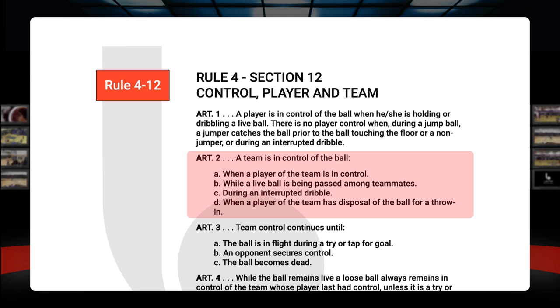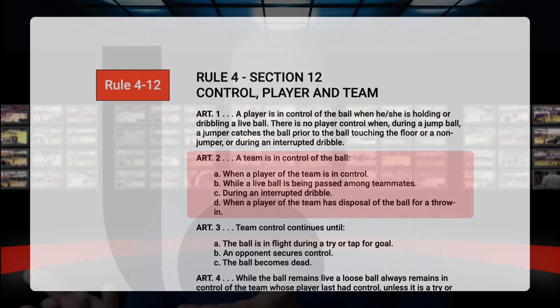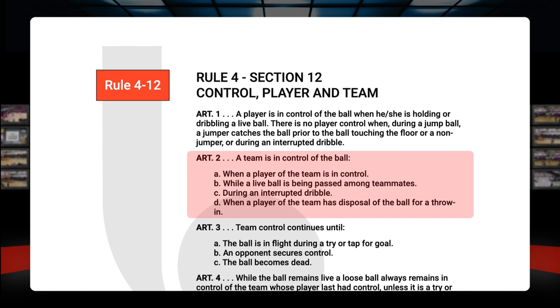We have team control. A, when a player of the team is in control, a player of the team in control would mean that it is a player holding or dribbling the basketball. B, while a live ball is being passed among teammates. So we have player control, we pass the ball to another player. While the ball's in flight, we have team control, but no player control. And then when the player catches the pass, now we have player control again. During an interrupted dribble, we need to know the definition of an interrupted dribble.